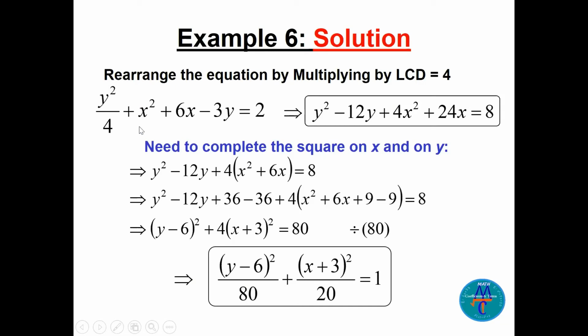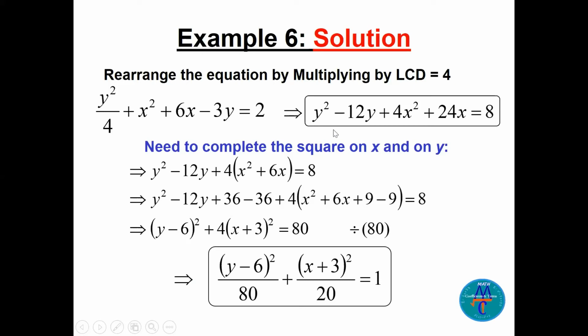So first we multiply the whole equation by 4 on both sides. 4 is cancelled here. You see 4x squared, I put it here, and then the y squared minus 12y, and then 6x will be 24x, equals 8. Make sure you multiply every term by 4. Complete the square now on the x and y. So y squared, the coefficient here is 1, so that's fine, leave it.